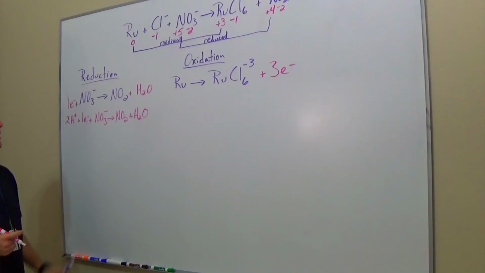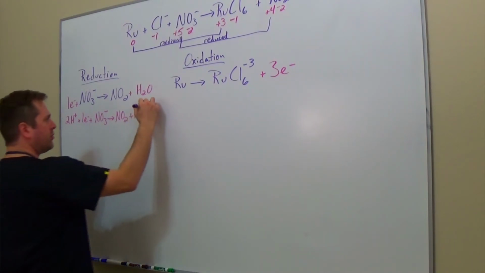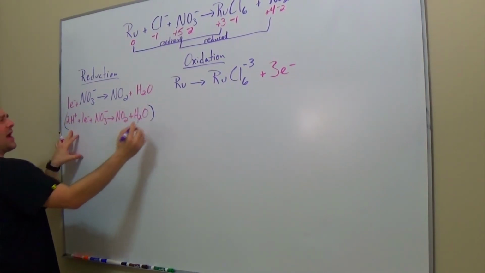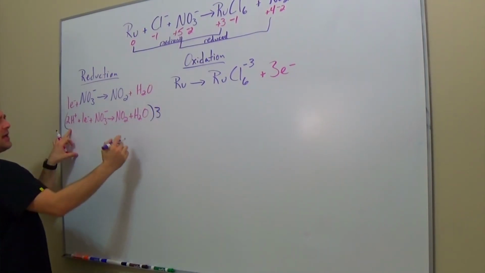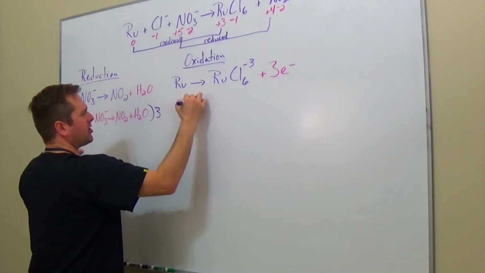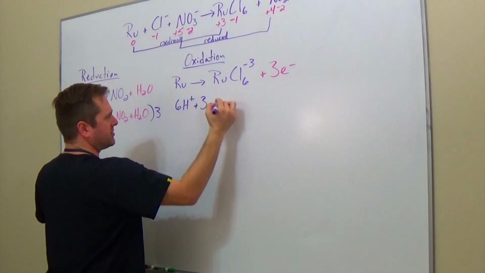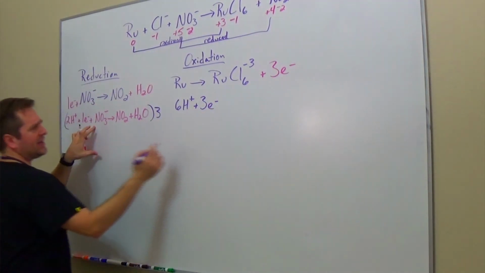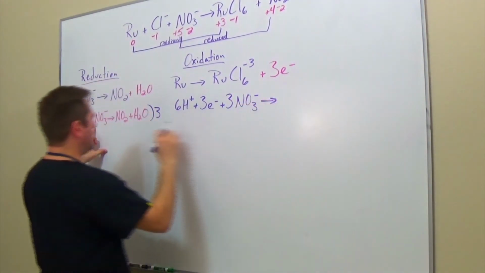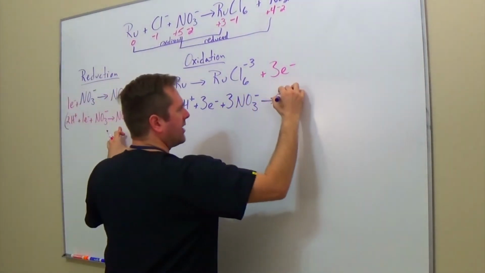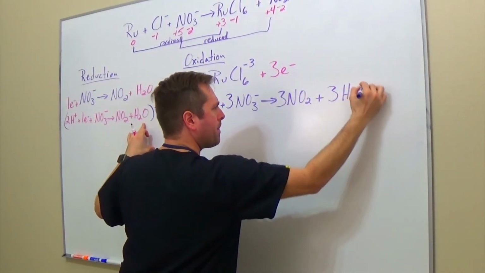So let's do that. So I have 3 electrons over there and 1 over here, so all I need to really do is multiply this whole half reaction by 3. And I'm going to bring it over here and just put it under. 3 times 2, we're looking at 6 hydrogen ions. Now we have 3 times 1 electrons, so 3 electrons, and that's what we were looking for. 3 nitrate ions to yield 3 nitrogen dioxides and 3 waters, okay?